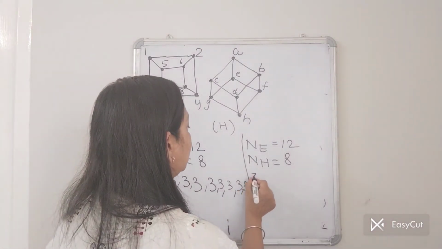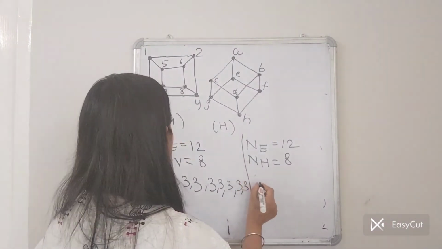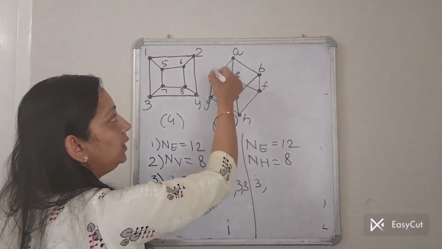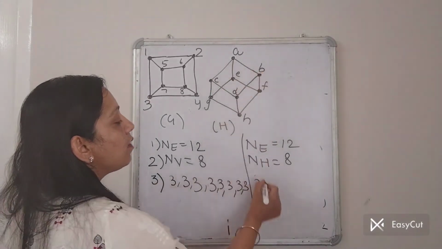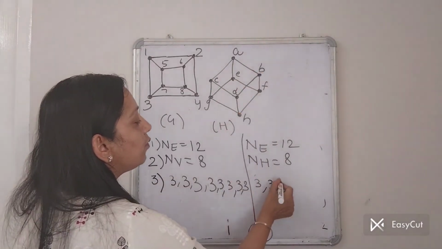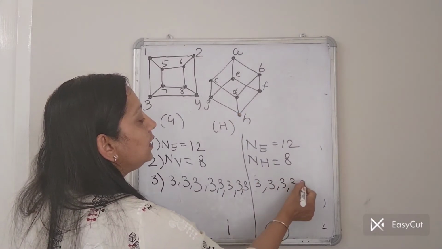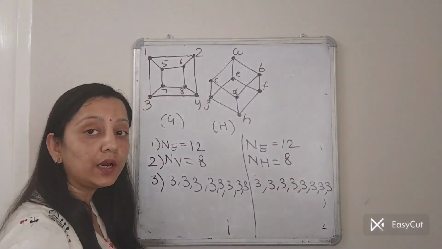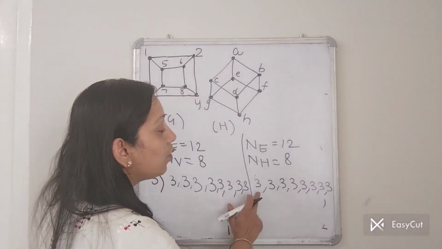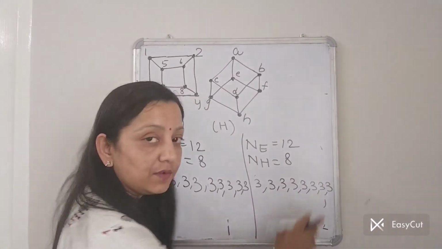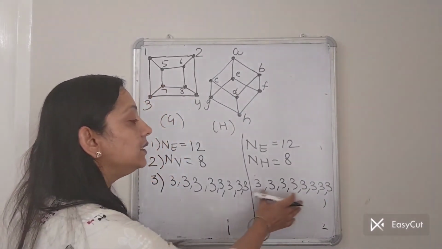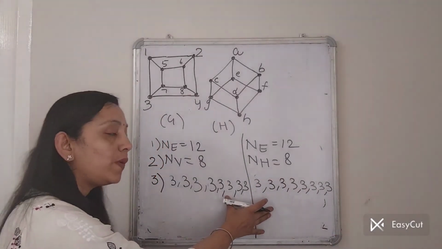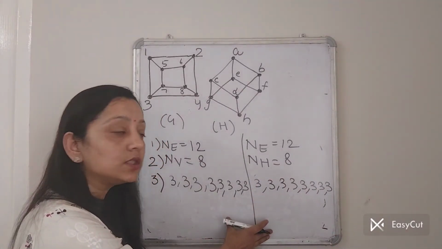Then again, let's see the degree sequence for the graph H. So for vertex A, the degree is 3, you can clearly see. For vertex B also it's 3. For vertex C, D, E, F, G, H also. Again, total 8 vertices in graph H. Right? 8 vertices and the degree sequence is 3, 3, 3 for all the vertices. So that means the degree sequence of both the graphs is also same.